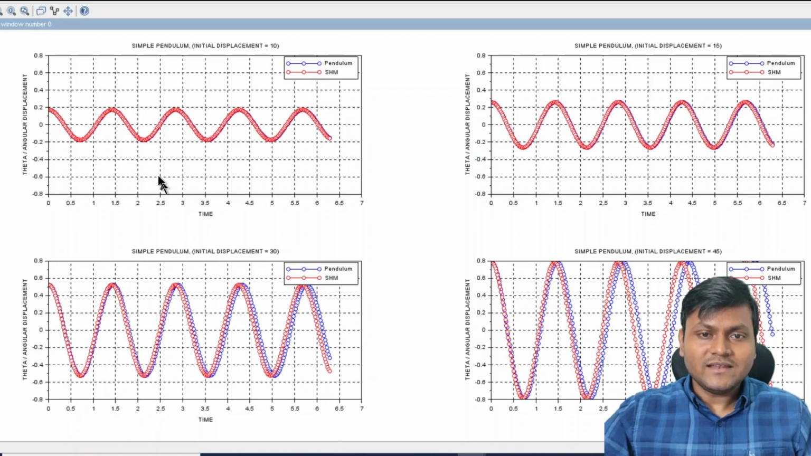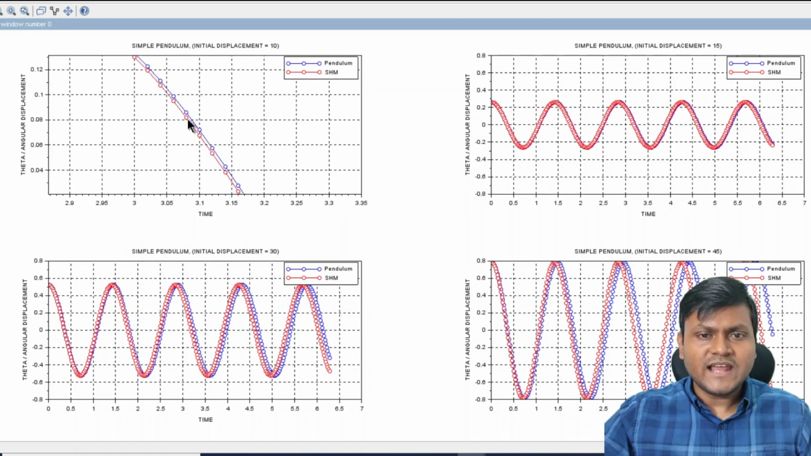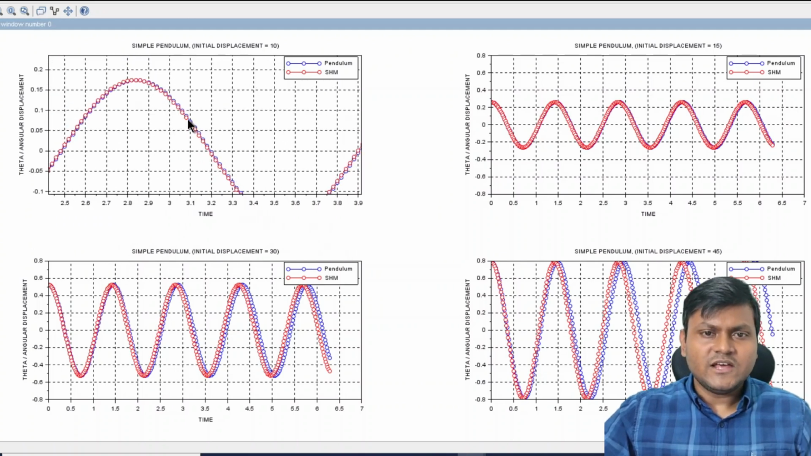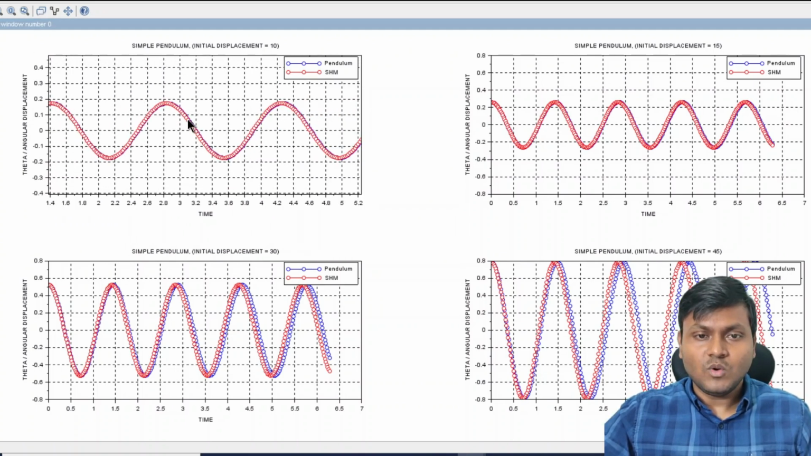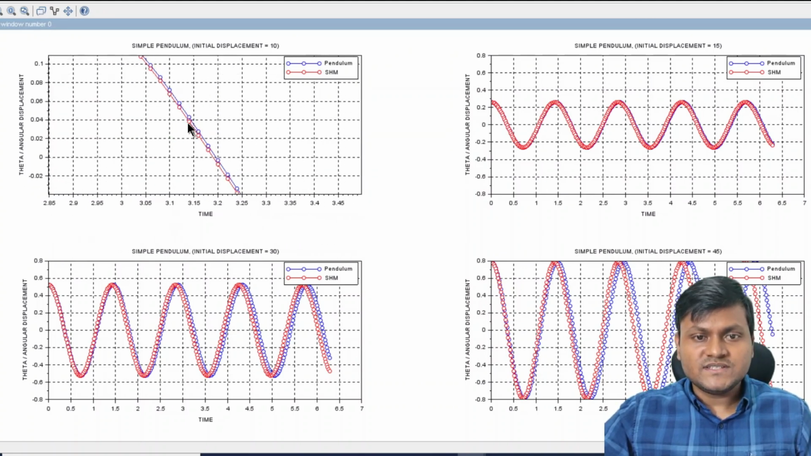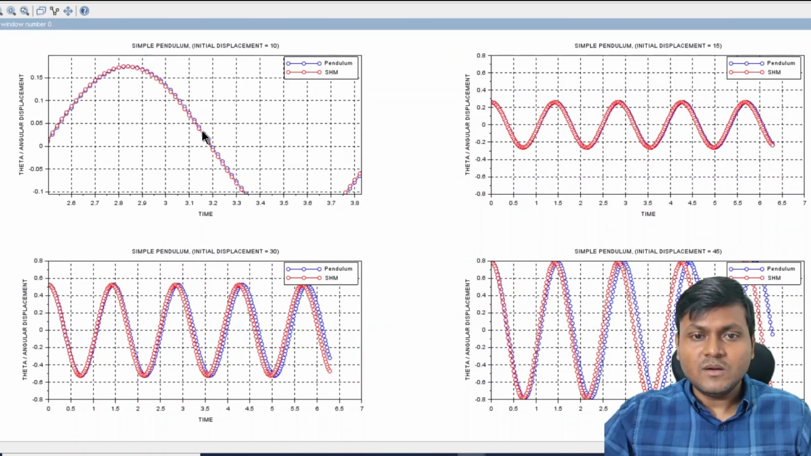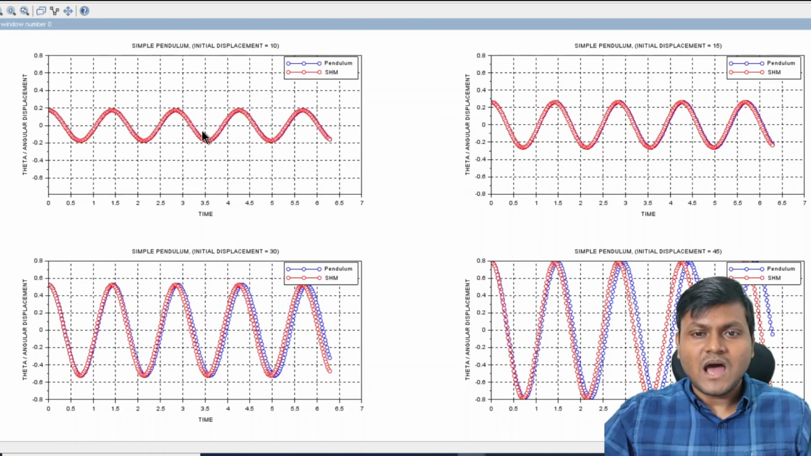Now let us look at the first graph. The first graph is for displacement 10. Here, if I zoom in, you can see that the blue line and the red line are very near to each other. They are almost merging together. So what does this mean? It simply means that the blue line, which represents the motion of the pendulum, and the red line, which is simply an SHM, are both merging together. That means the pendulum creates a simple harmonic motion.